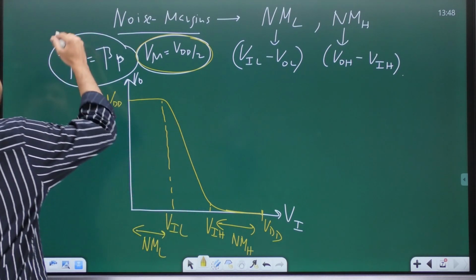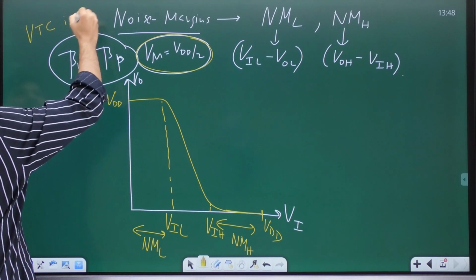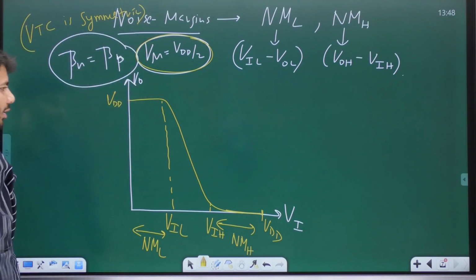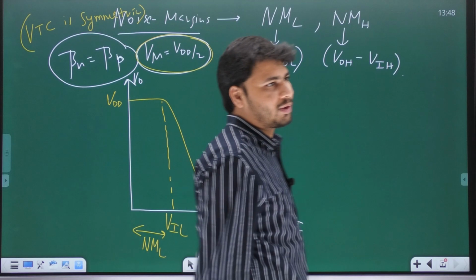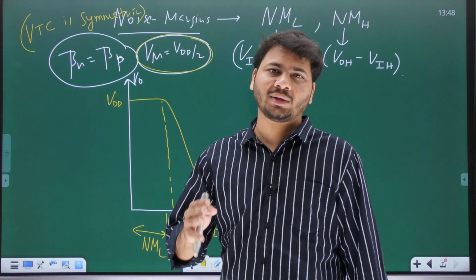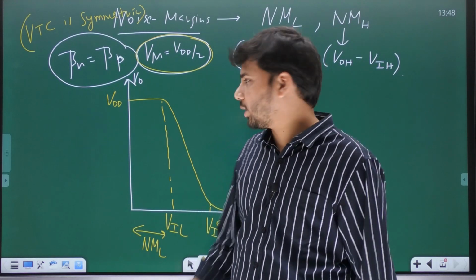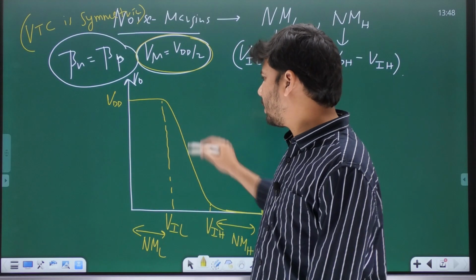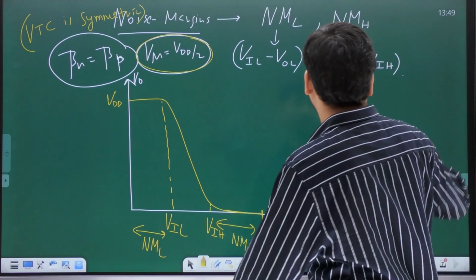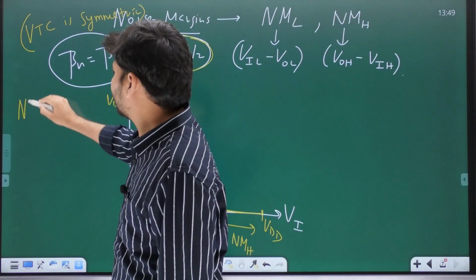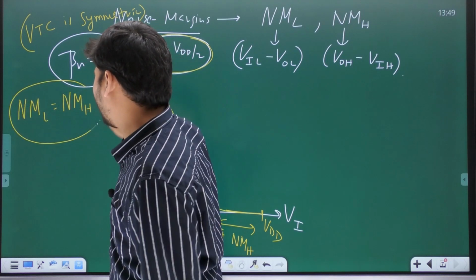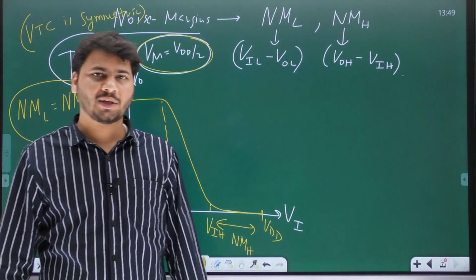So when both are equally strong, the VTC is symmetric. Now, in the same CMOS inverter where initially both NMOS and PMOS are equally strong, VTC is symmetric. So you would expect that the two noise margins are also going to be identical. So in this case, because of symmetry, NML will be equal to NMH.